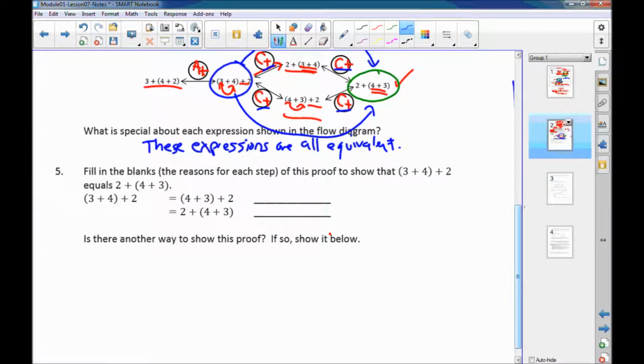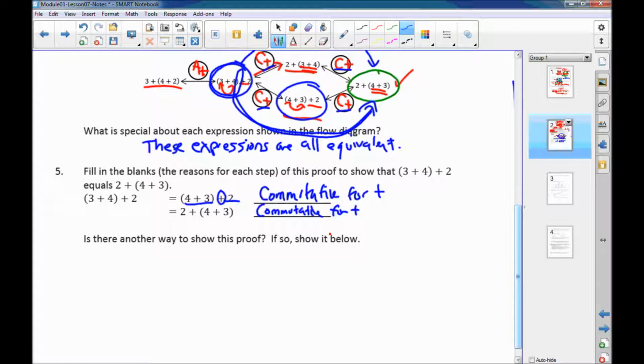All right, so fill in the blanks for the reasons for each step of the proof that shows that those 2 are equivalent. So which way did I follow? I went with this way, the downward way. So I changed 3 plus 4 in parentheses plus 2 into 4 plus 3 plus 2. And this was the commutative property of addition. And you could just say 4 plus. And then we did it again. We placed this and this around this plus. So this was going to be the commutative property for addition again.